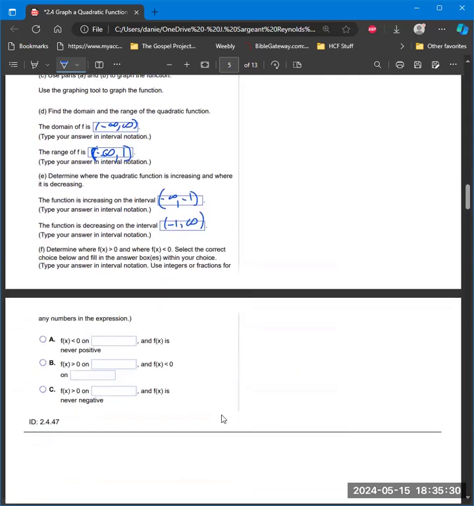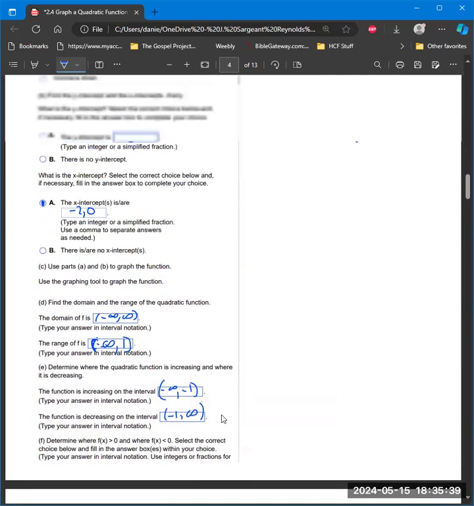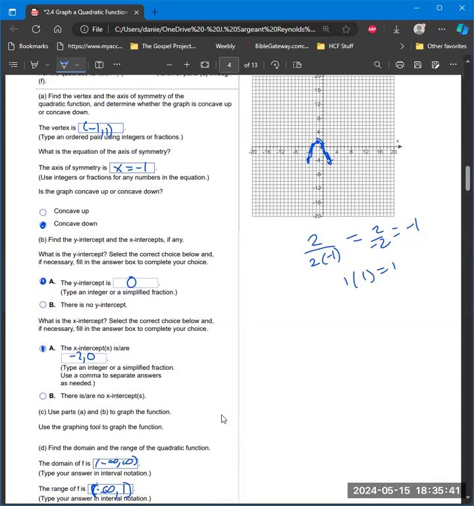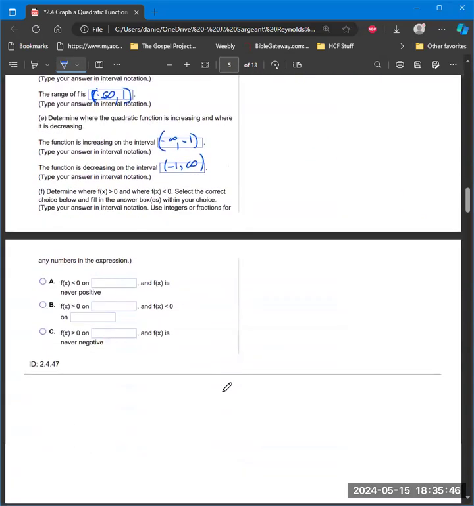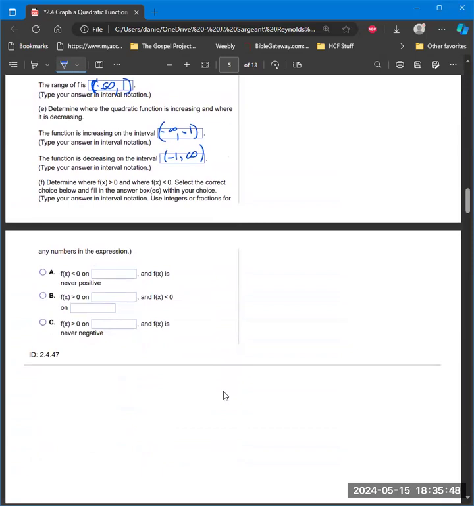And the graph is positive from -2 to 0. And it's negative from -infinity to -2, union 0 to infinity. That's B.